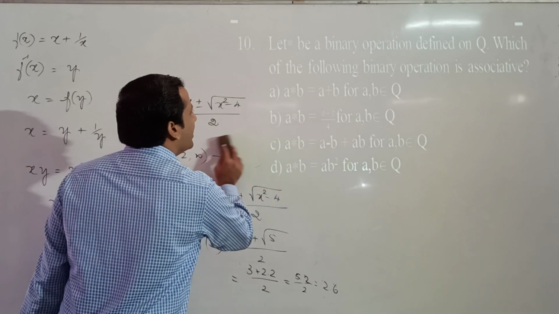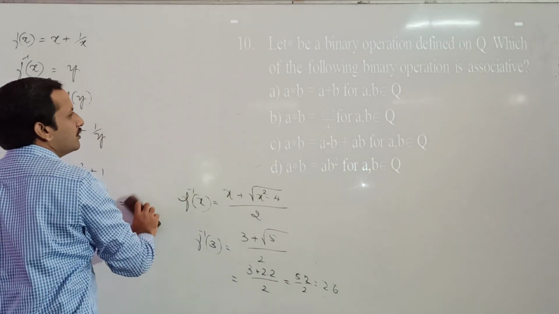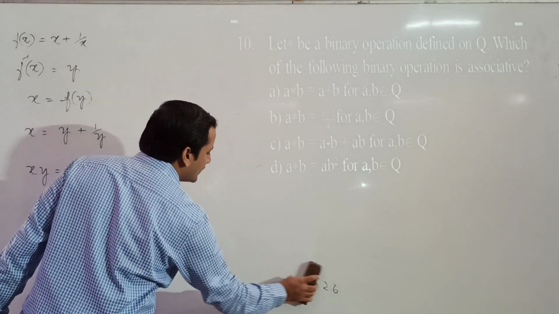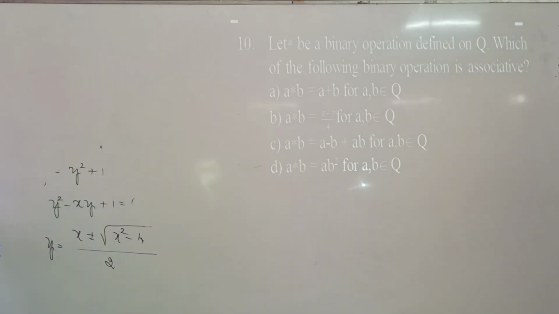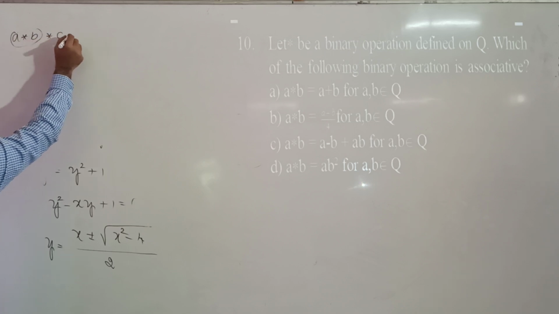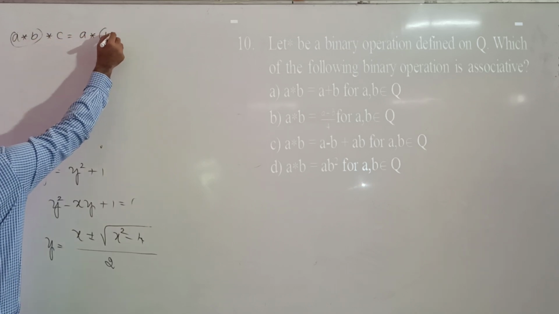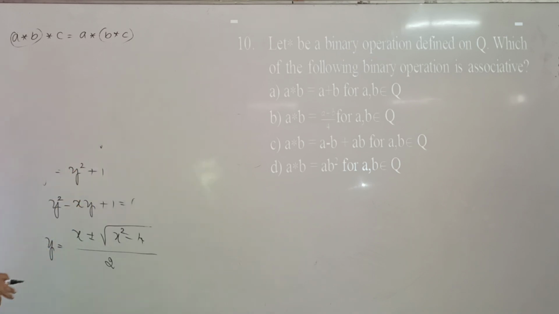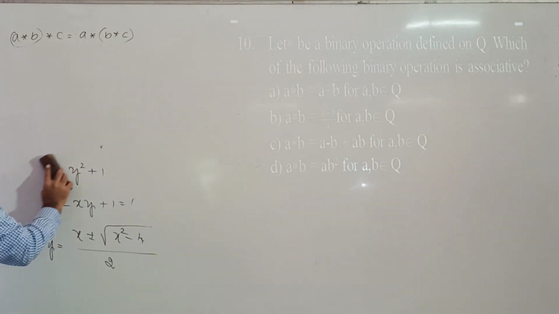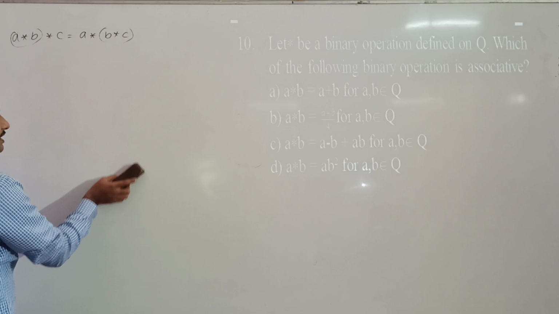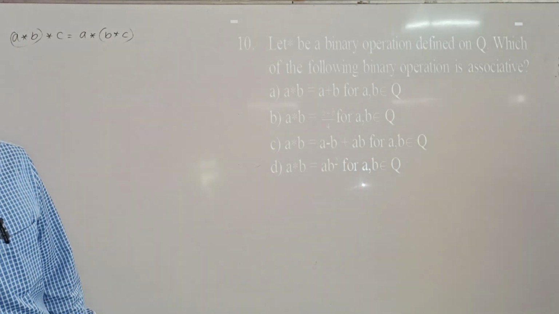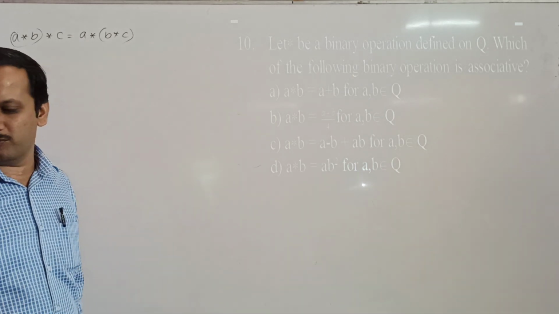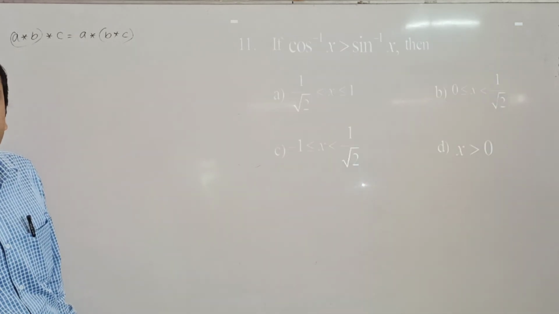Let's look at question number 10. Let star be a binary operation defined on Q. Which of the following binary operations is associative? Associative means (A star B) star C is equal to A star (B star C). So look at the first option, A star B is equal to A plus B. Addition is associative, which we know from 4 or 5 years ago. So an obvious answer, option A.